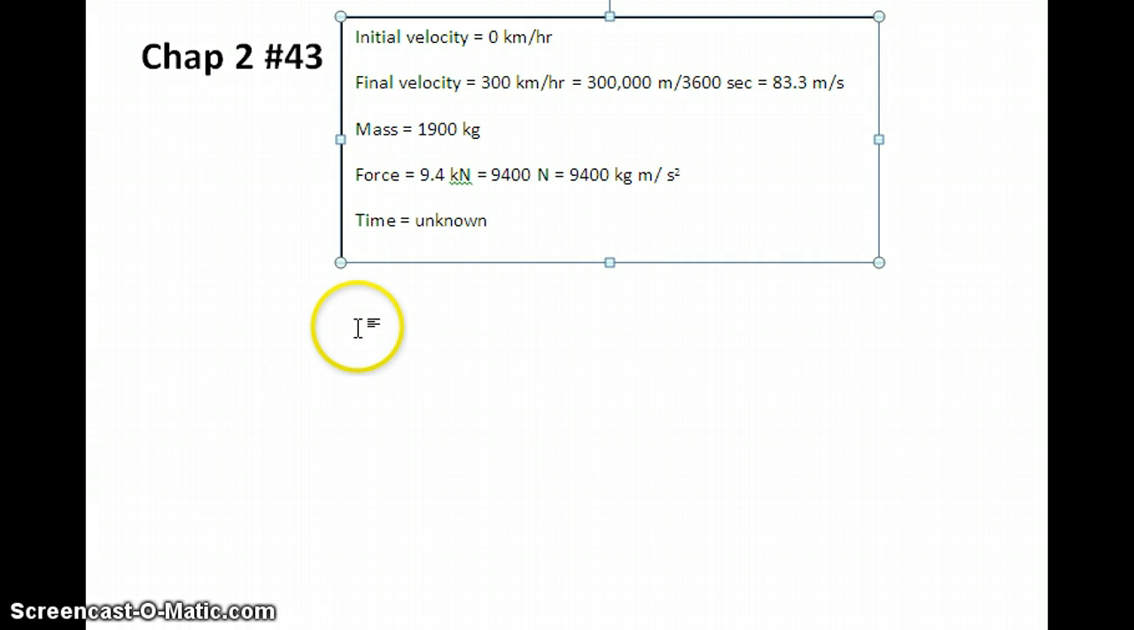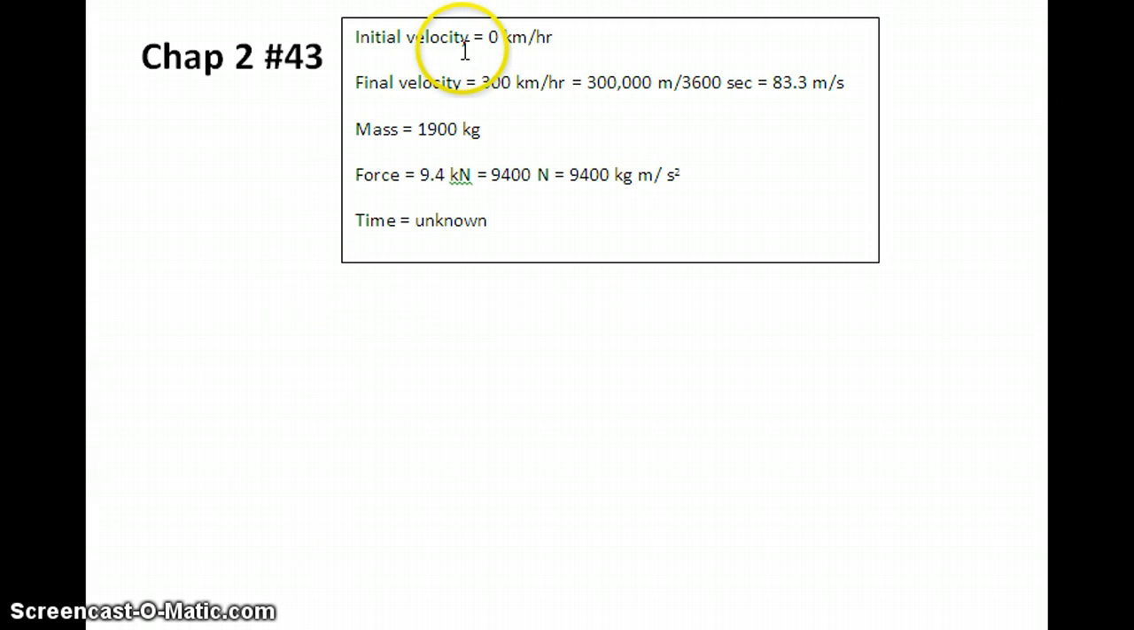So at 1900 kilograms, that's our mass. Force on the road of 9.4 kN, that's kilonewtons. So we know what a newton is, and kilo means 1,000. The question is, how long does the car take to reach 300 kilometers per hour? So we're given several pieces of information that I have taken the liberty of jotting down. And these are the pieces of information I think we know.